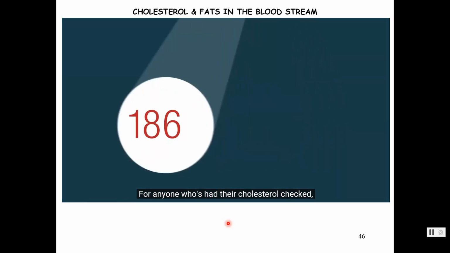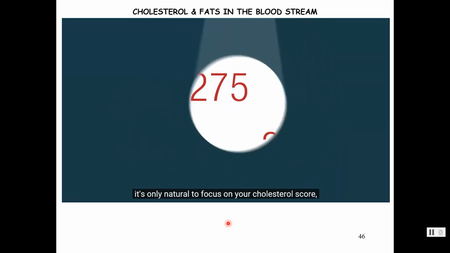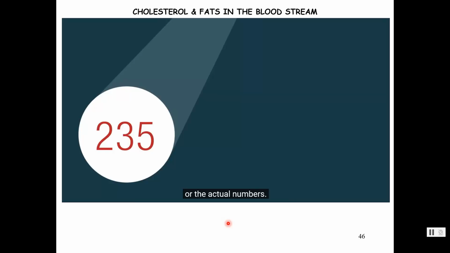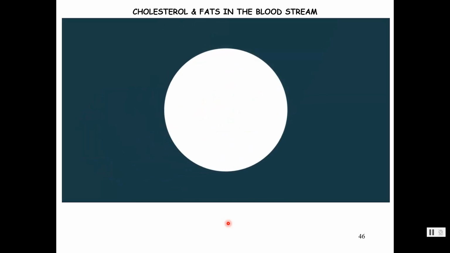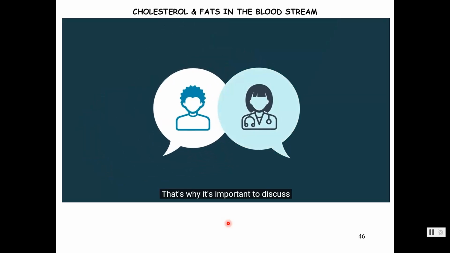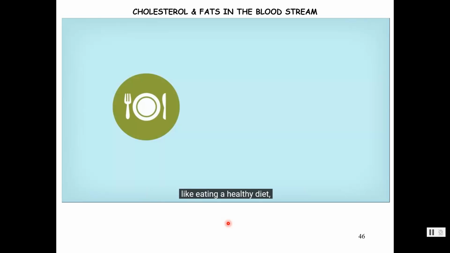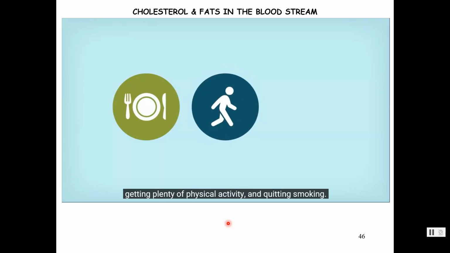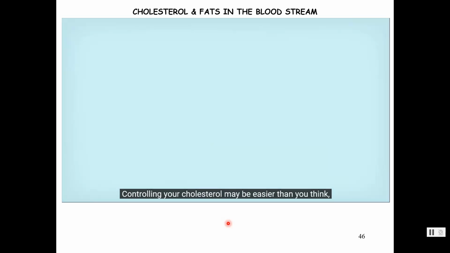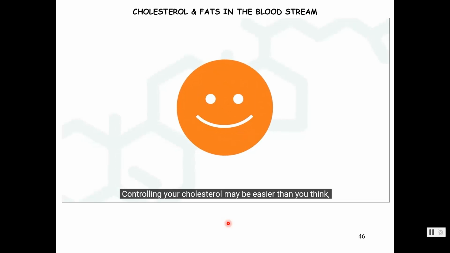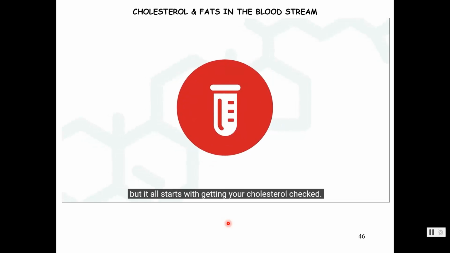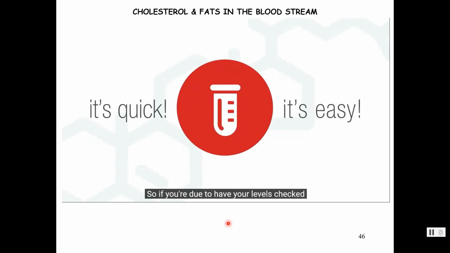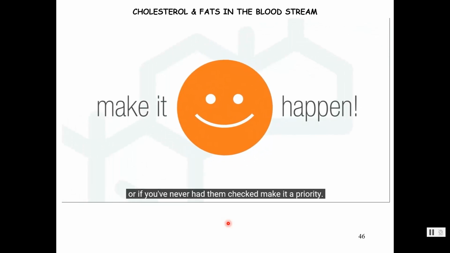For anyone who's had their cholesterol checked, it's only natural to focus on your cholesterol score or the actual numbers. But the numbers don't really tell the whole story about your health. That's why it's important to discuss all of your risk factors with your healthcare provider, including risk factors that you can change, like eating a healthy diet, getting plenty of physical activity, and quitting smoking. Controlling your cholesterol may be easier than you think, but it all starts with getting your cholesterol checked. It's a quick and easy test. So if you're due to have your levels checked, or if you never had them checked, make it a priority.